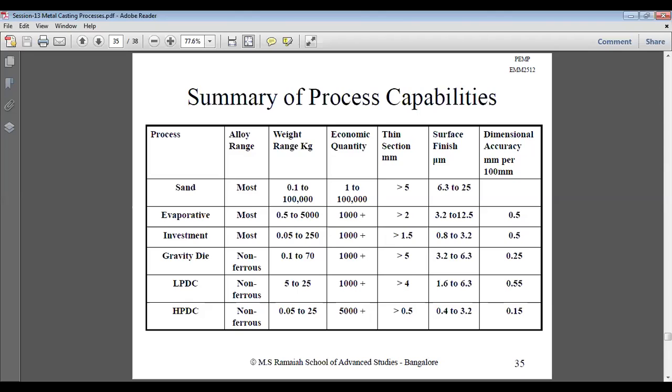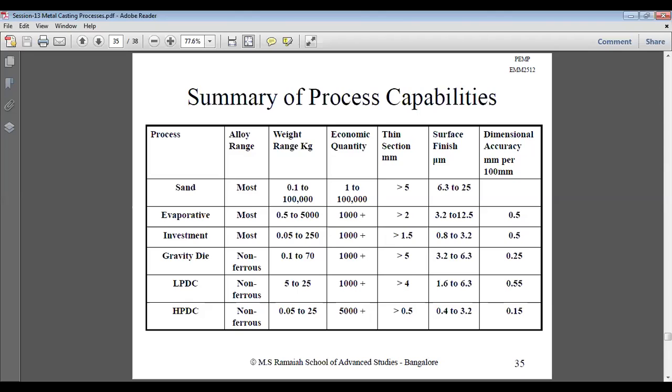Economic quantity 1 to 100,000, that is sand casting. So 100,000 plus evaporative casting. If we have to make parts more than 1,000 per day or per week or per month, then we will choose evaporative, investment, or low pressure die casting. But if we have to make 5,000 or more, we will have high pressure die casting. And if we have to make parts in the range of 100,000, that is 1 lakh, and the weight is very high, then we'll be opting for sand casting, because in sand casting weight as well as quantity can vary.